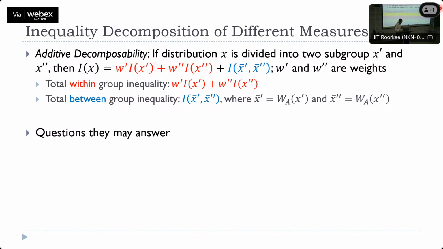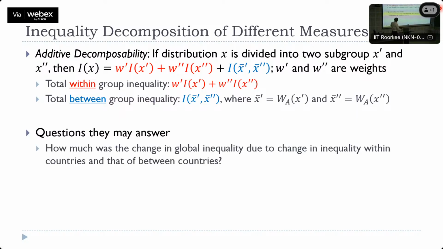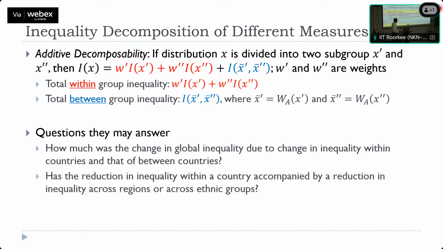So it can answer the questions: how much was the change in, say, global inequality due to change in within countries, change in between countries? If you are doing within a country, has the reduction in inequality within a country been accompanied by a reduction across regions, across castes, across religions, across other ethnic groups, and so on.